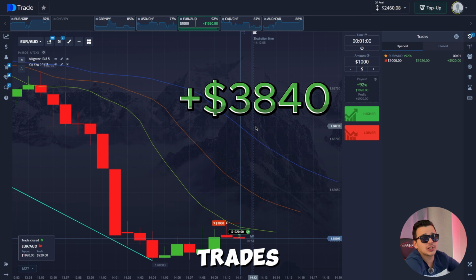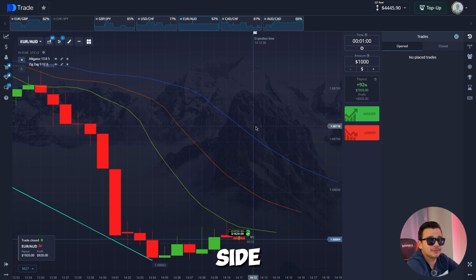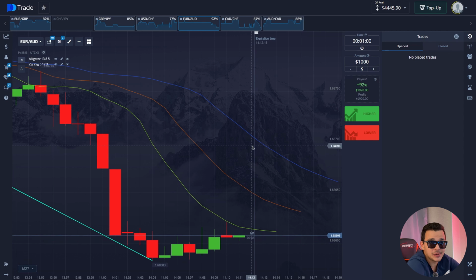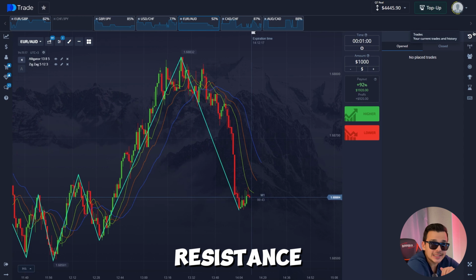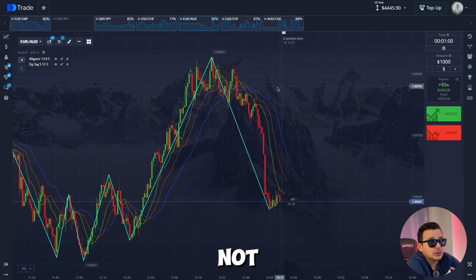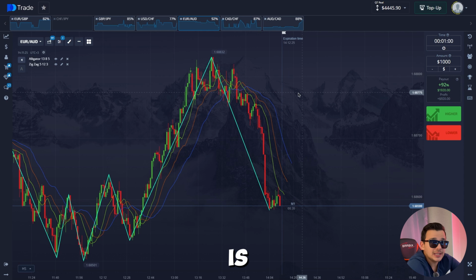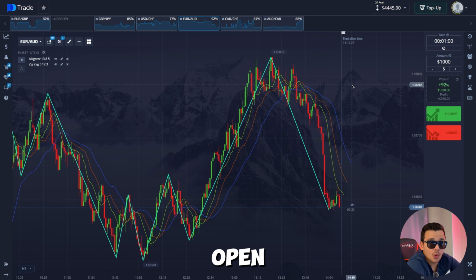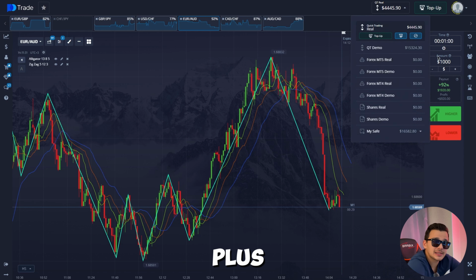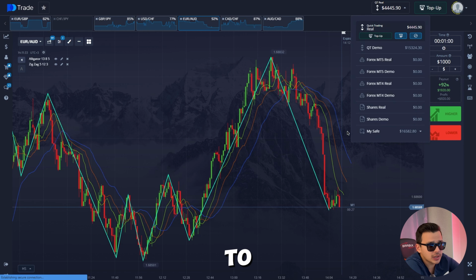And our final trades are closing in the plus side. As you can see, we opened several trades against the trend. But opening against the trend, you have to watch the support and resistance area carefully and have good touch points. But in general, this strategy is trending and all trades open against the trend were easily, in our case, fixed in plus. So let's go to the conclusion.